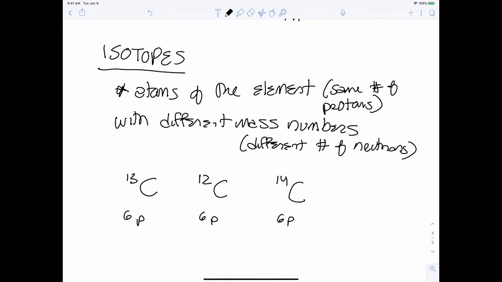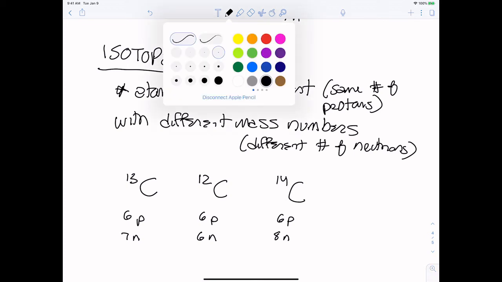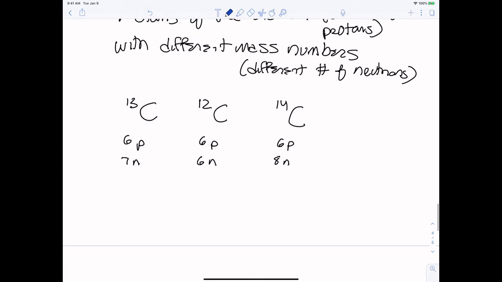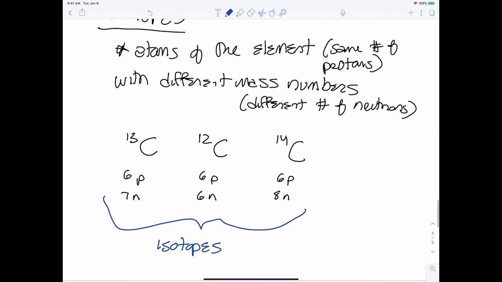And then 13 minus 6 is 7, so 7 neutrons. 12 minus 6 is 6, so 6 neutrons. 14 minus 6 is 8, so 8 neutrons. So these guys have the same number of protons, right? They're all carbon, so 6, but they have a different number of neutrons. So the relationship between these is these would be considered isotopes. So atoms of the same element, all have the same number of protons, but different mass numbers. They actually have different masses.